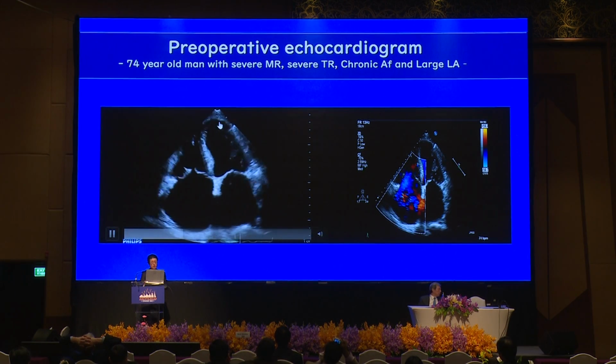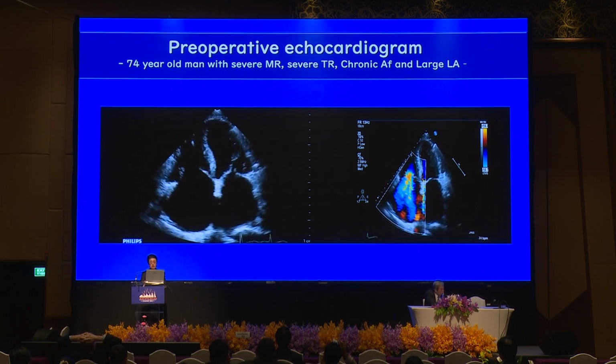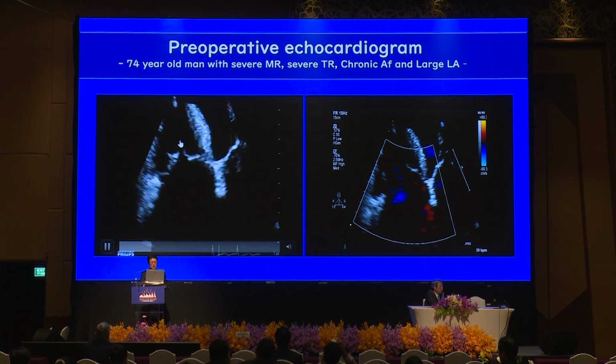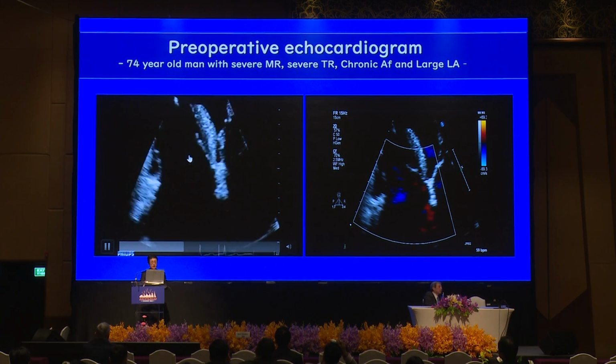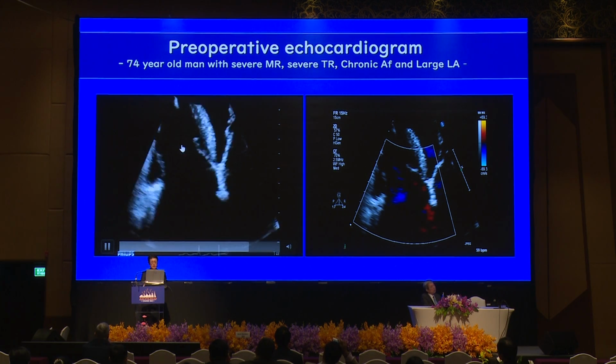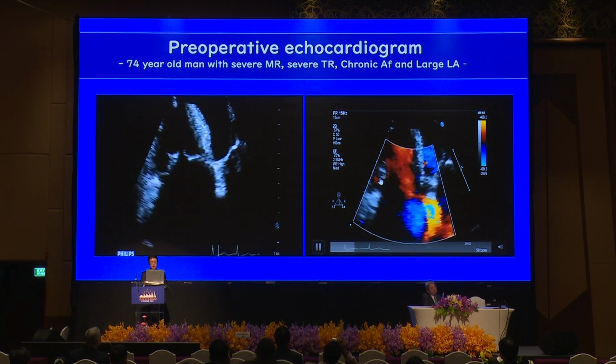I want to share one case. The patient had a severely dilated right atrium and left atrium, and torrential tricuspid regurgitation. The typical finding is an interleaflet gap on the preoperative echo that causes the torrential TR.